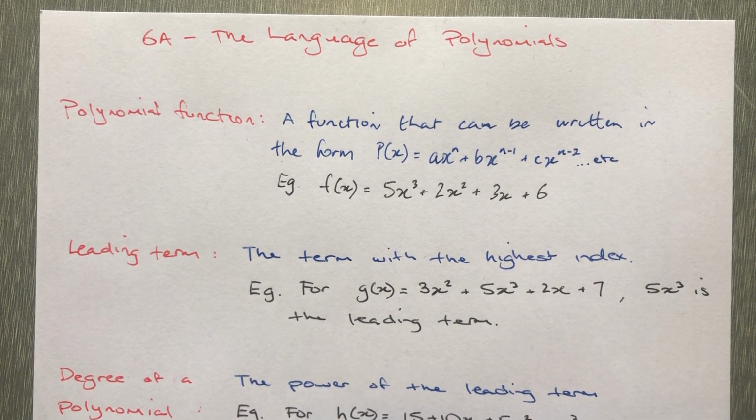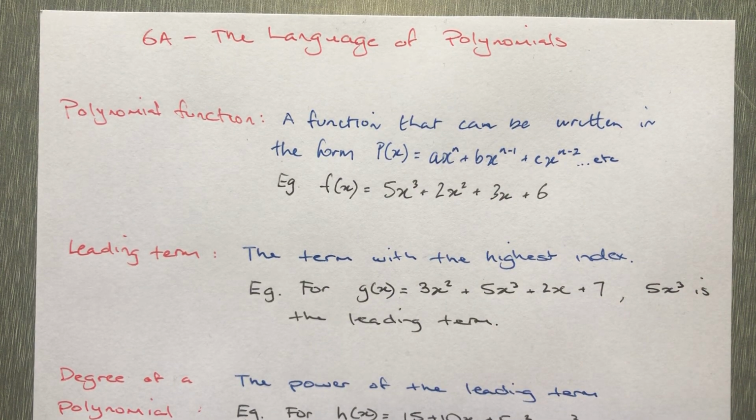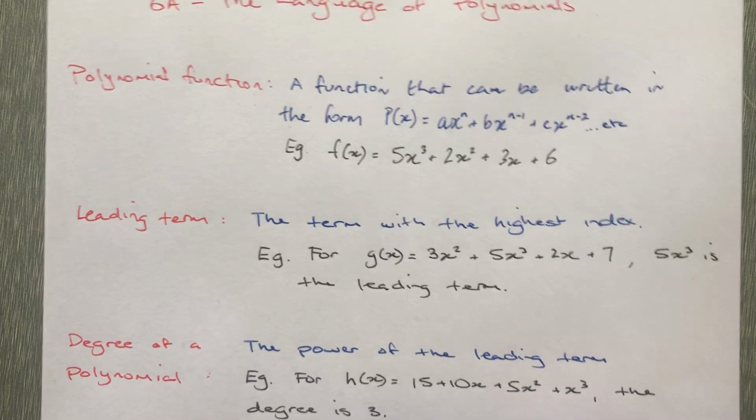So 6A is the language of polynomials, as you can see up the top there. And basically what we're going to be doing at the start is just going over what some specific words mean in some of the questions that you'll be seeing. Because if we don't understand the words in the question, how are we going to be able to answer that question properly? So there's a few terms here that we're going to go over.